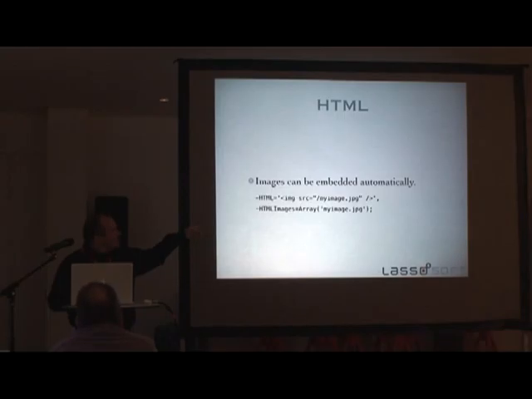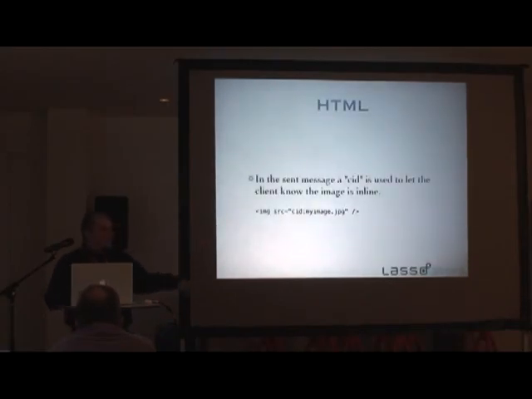What Lasso does internally is it looks through your message for image source tags and replaces them, which is why it needs the source. It looks for source equals slash, and then replaces those with CID. So this becomes an inline attachment, and the CID tells email clients to look for an inline attachment that has this name and display that as the image. I think all modern HTML clients that do HTML at all will do this.